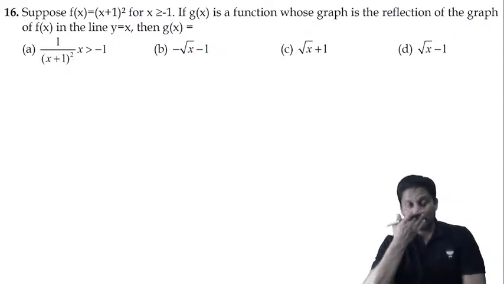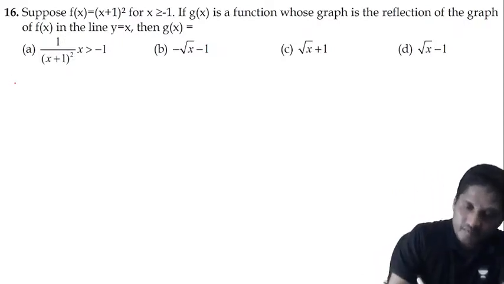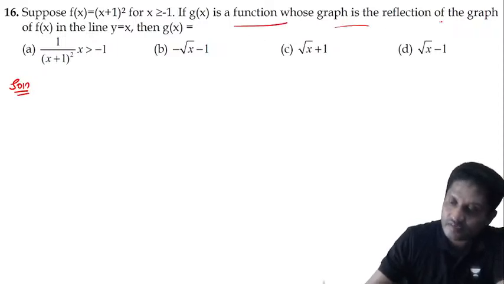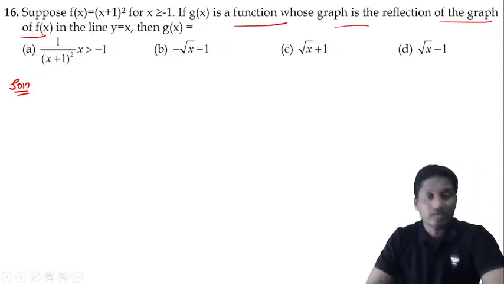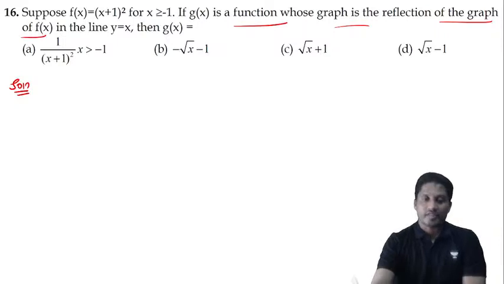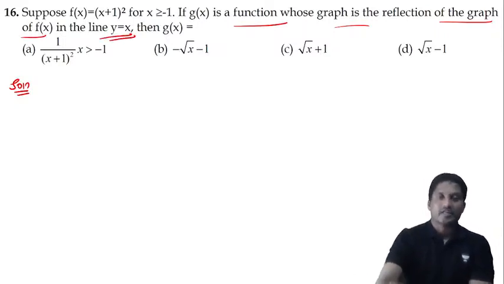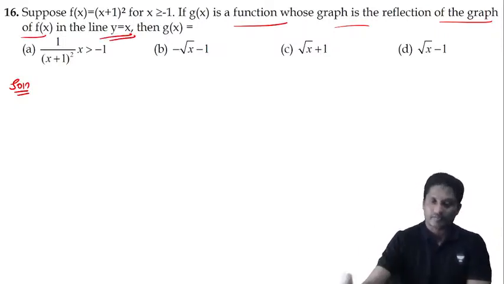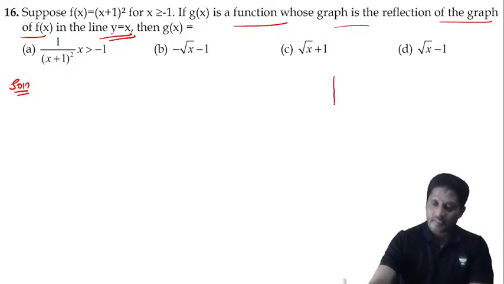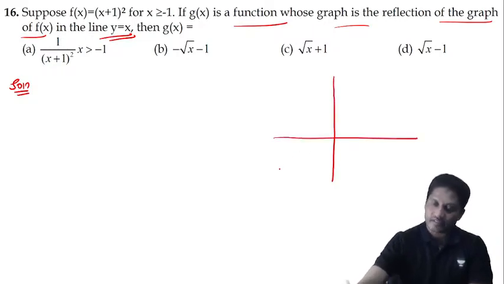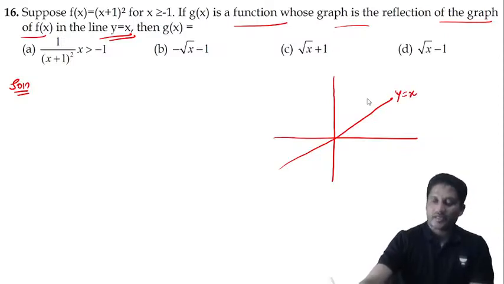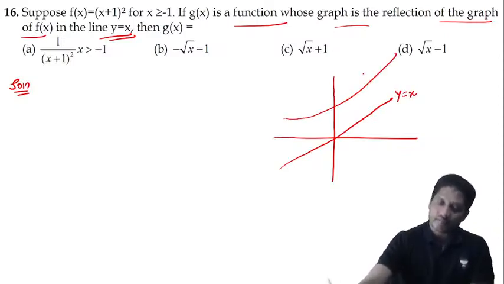Right now, suppose a function f of x is equal to x plus 1 the whole square. Now g of x is a function whose graph is a reflection of the graph of f of x. Whenever it is a reflection of a graph with respect to the line y equal to x, then it should be the inverse of it. I give an example. Let's say this is the line y is equal to x, right? Suppose this is y is equal to a power x, where a is greater than 1.